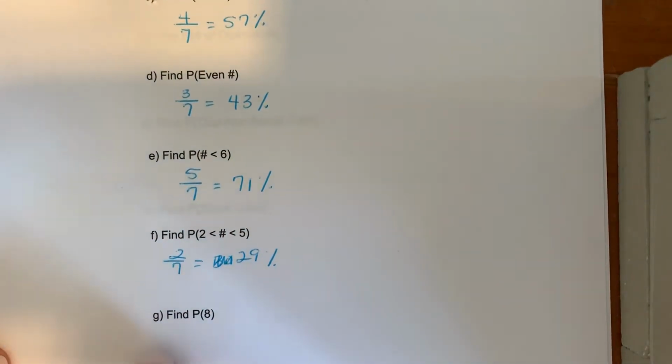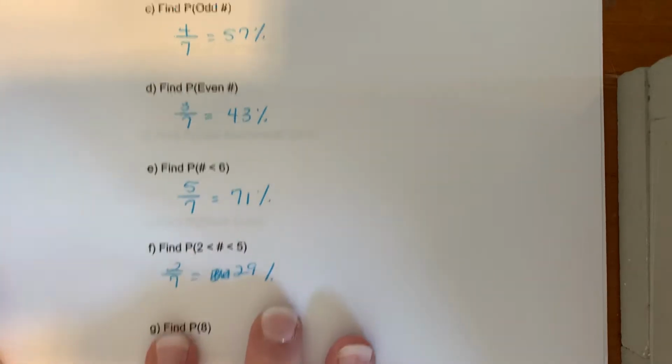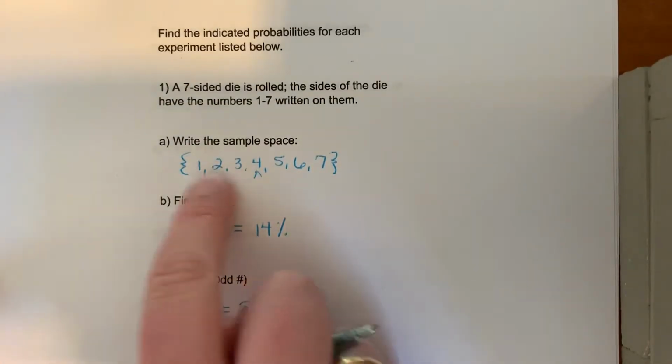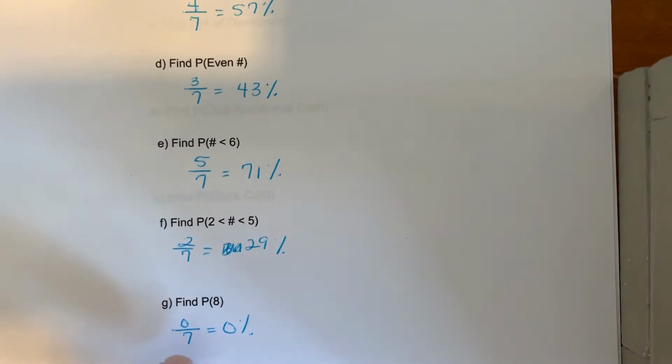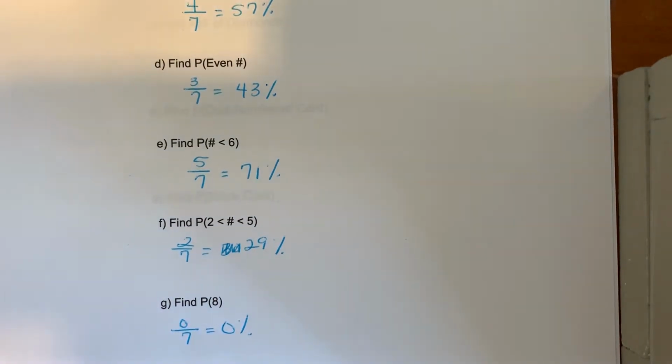Okay, fun. Probability that you roll an 8. Well, the dice was 1 through 7. There is no 8. So that's 0 out of 7, which is 0%, meaning that's an unlikely event. We talked about that before. If it's 100%, it's what we call a likely event. If it's 0%, it's what we call an unlikely event.